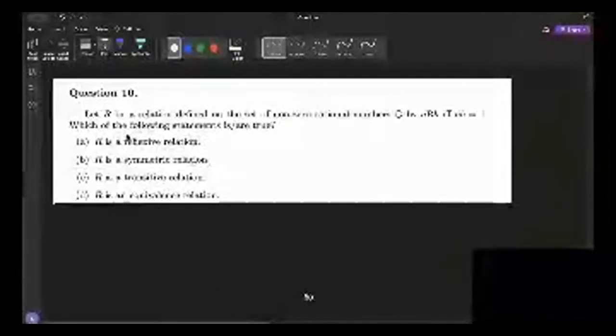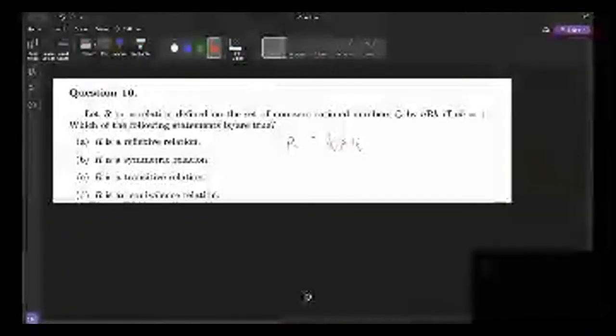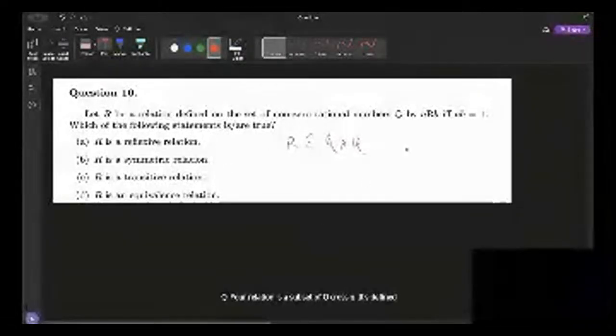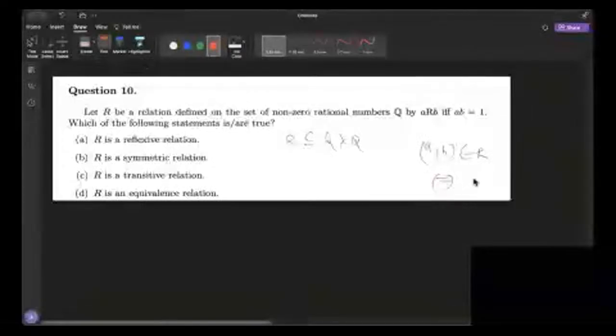So this is, let R be a relation defined on the set of non-zero rational numbers. And so your set is Q. Your relation is a subset of Q cross Q. It's defined on the set Q. And the relation is that (A, B) will be in the relation if and only if the product of A and B is 1.